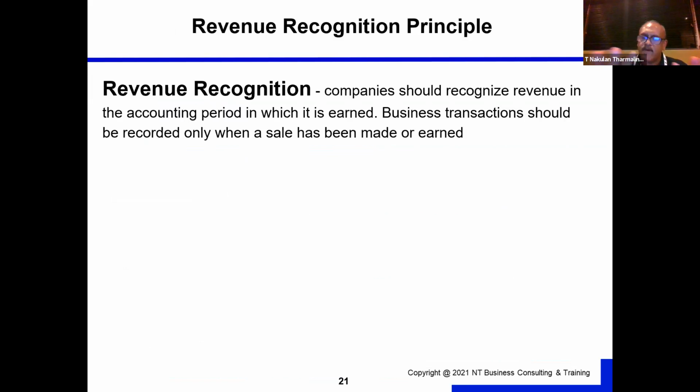Again, a very important emphasis on revenue recognition, one of the principles we talked about. Revenue should be recognized in the period it has been earned. A business transaction should only be recorded when the sale has been made or earned. It doesn't say when the money has been received. It is only at the time when you invoice.